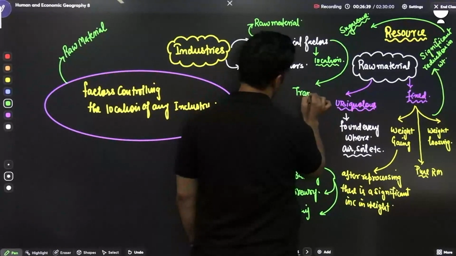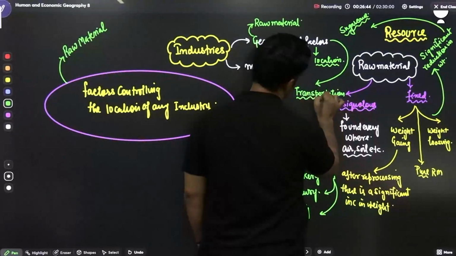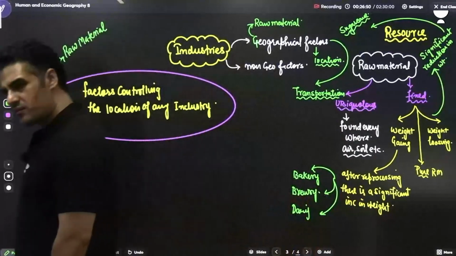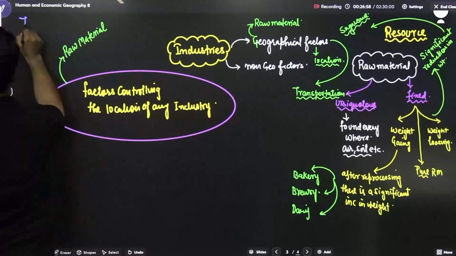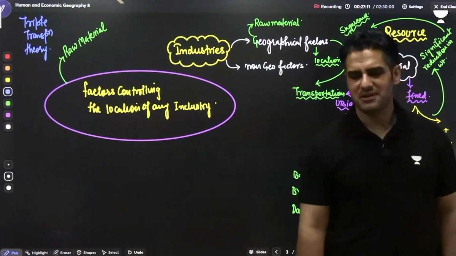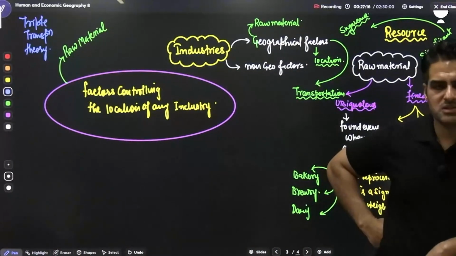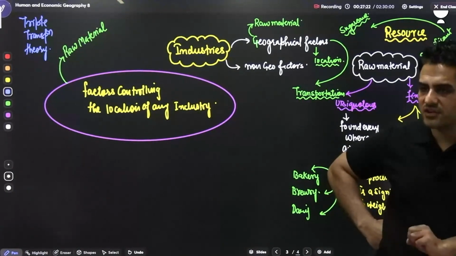Transportation. Now listen here. There is requirement for the transportation of raw material as well as the finished product. Am I clear with this? Now, कल भी मैंने कहा था, याद है ट्रिपल ट्रांसपोर्ट थ्योरी? Remember this? Triple transport theory. It is different means of transportation. It means those areas which are very well linked with waterways, roadways and railways, industries will try to get attracted to it.